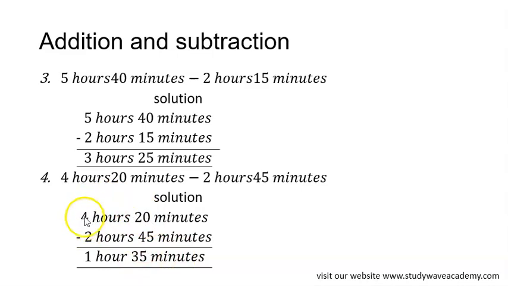So we'll go over to hours. Remember, here is 4. We have already borrowed 1 hour from here, so we are left with 3 hours here. Okay, we borrowed 1 hour into minutes, right? So 3 minus 2 is going to give us 1. So we have 1 hour 35 minutes. 4 hours 20 minutes minus 2 hours 45 minutes is going to give you 1 hour 35 minutes. Okay, do you understand? I hope you are not confused.